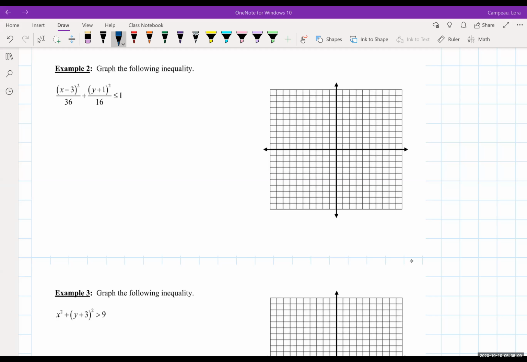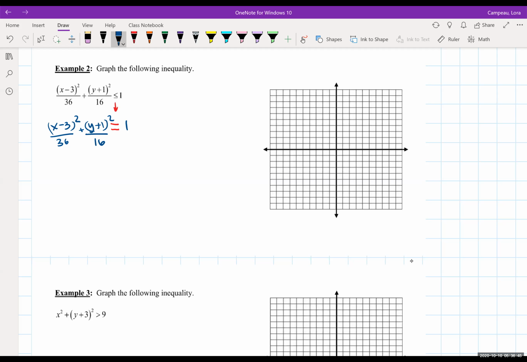So on to another graph of an inequality. With this particular example, I'm going to want to recognize what type of curve I have. So the first thing I always do is I replace my inequality symbol with an equal sign so I can get a better idea. So I'll rewrite: I have (x minus 3) squared over 36 plus (y plus 1) squared over 16 equals 1. And that kind of reminds me of a conic section.